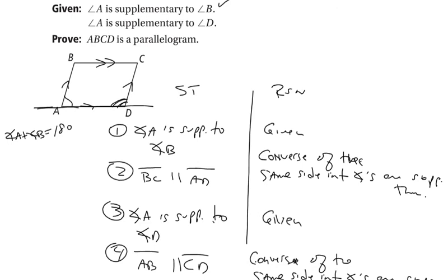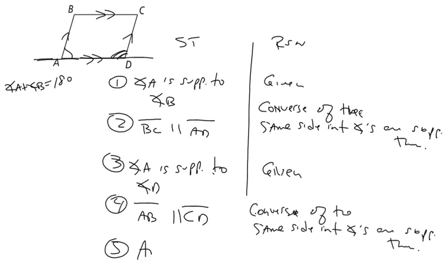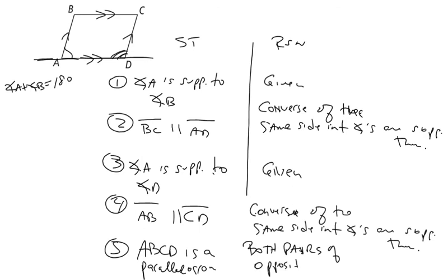Our fifth and final statement has got to be what? Well, look, folks. If I got both pairs of opposite sides are parallel, what must ABCD be? ABCD has to be a parallelogram. So my last statement is going to be ABCD is a parallelogram because both pairs of opposite sides are parallel. And we are done.